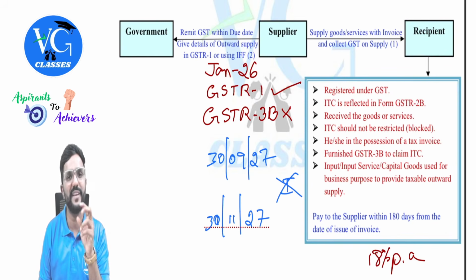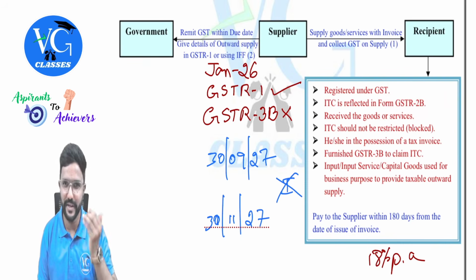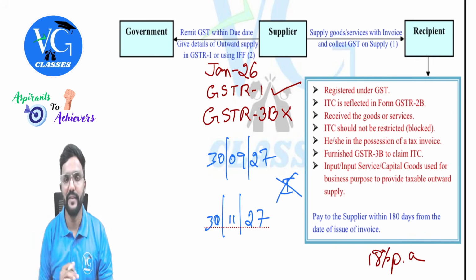Now they were using the word auto-populated, but recently they have amended and they have removed the word auto. They have just told GSTR 2B is a statement. But anyway, it will be auto-populated even today in the real world. Okay, I will explain that when we are covering the returns topic, guys.